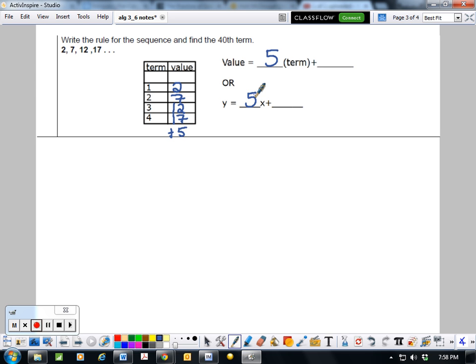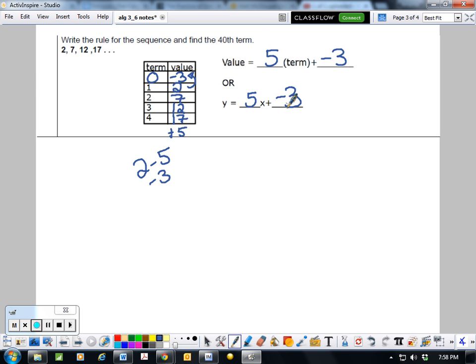And then I've got to work backwards to find my initial value. So the opposite of adding 5 is minusing 5. So 2 minus 5 gives me negative 3. So my starting value is negative 3.